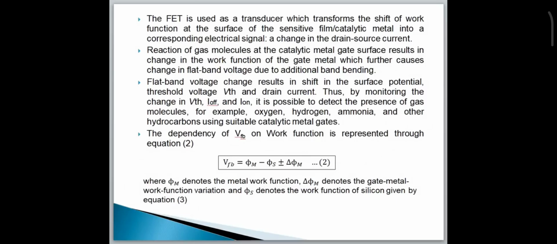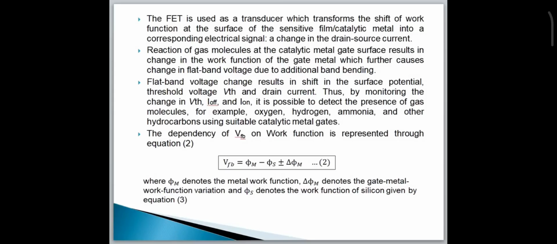Next slide. The FET is used as a transducer, which transforms the shift of work function at the surface of the sensitive film, the catalytic metal, into a corresponding electrical signal, a change in the drain source current. Simply, the FET is used as a transducer which can transform the variation in the gate metal work function into an electrical signal, which results in a change in the drain current and also various factors like threshold voltage, Ion/Ioff ratio and subthreshold swing of the device.